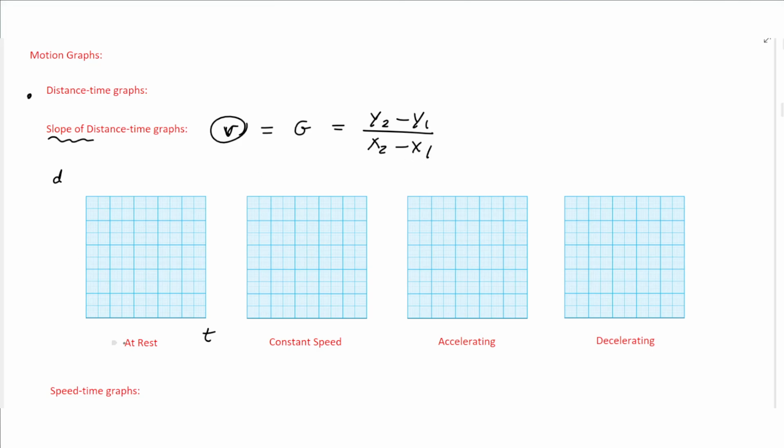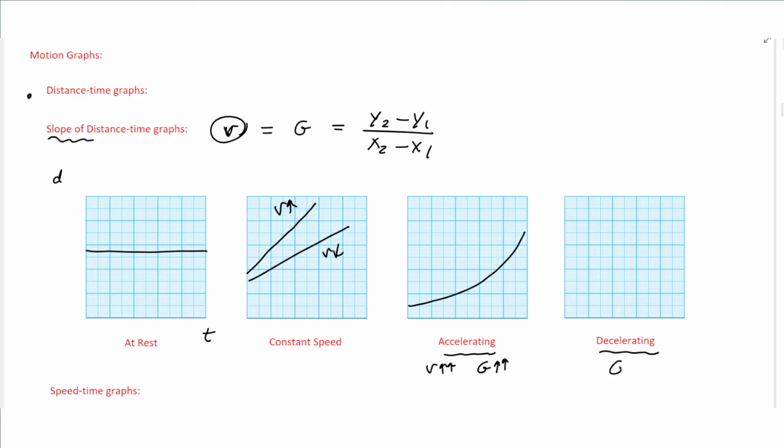Okay, for an object at rest in a distance time graph, you will see a horizontal line. For constant speed, you would see a straight line. And if you have a steeper straight line, this means that the velocity is greater. This is a low velocity, this is a high velocity. For an accelerating object, the speed is increasing, so the gradient or the slope should be increasing, which means the line will become more vertical as you go with time. As for a decelerating object, this means that the gradient will be decreasing, so the line will become more horizontal as you go with time.